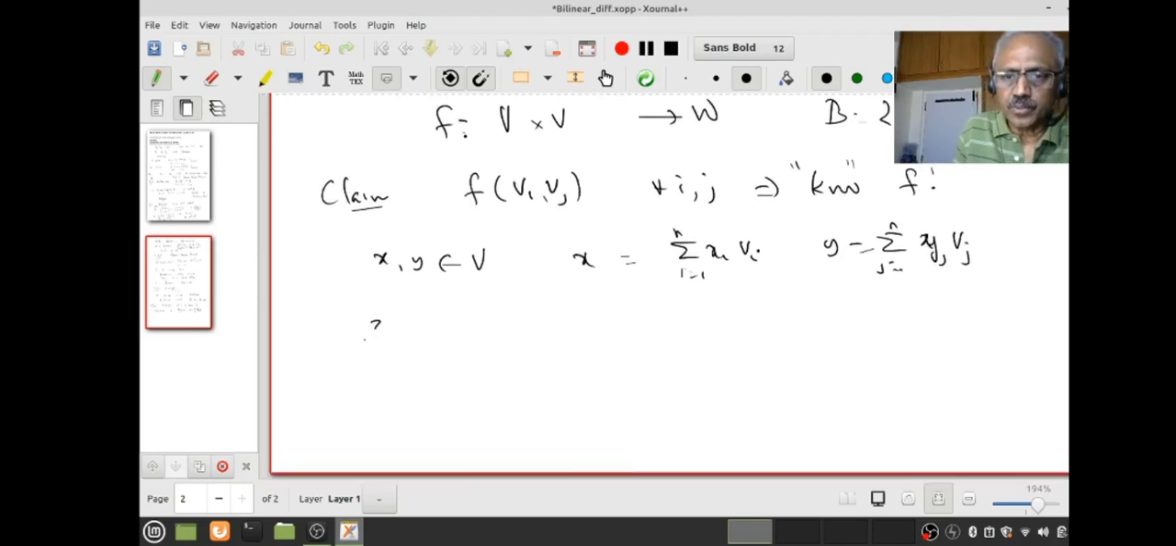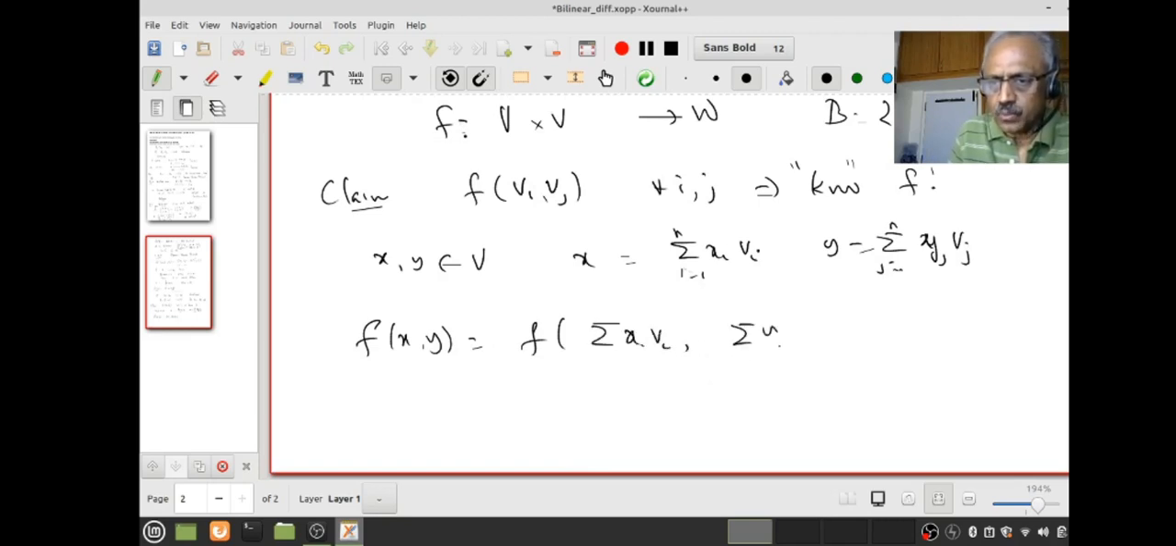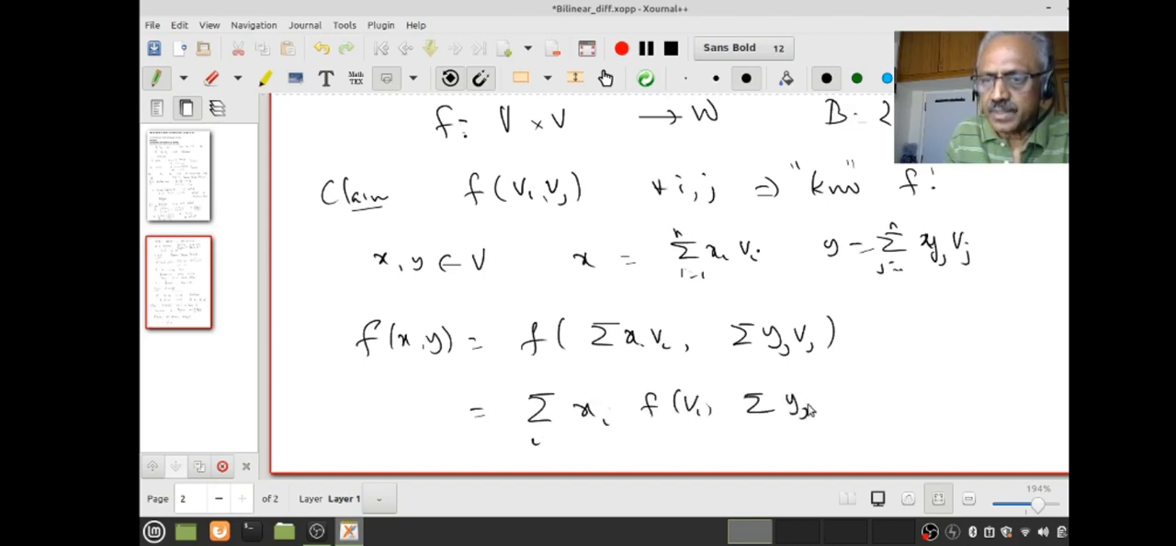Therefore what is f of x, y? That is going to be f of summation xi vi, summation yj vj. First thing is, what do I know? Because of linearity in the first variable, this is going to be summation over i xi of f of vi and summation yj vj. I am using only linearity in the first variable.